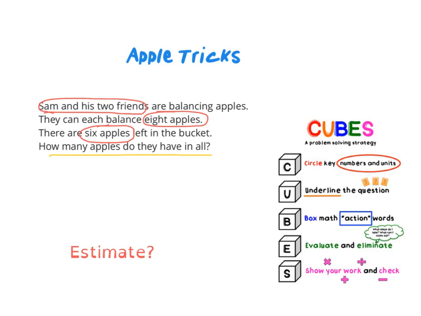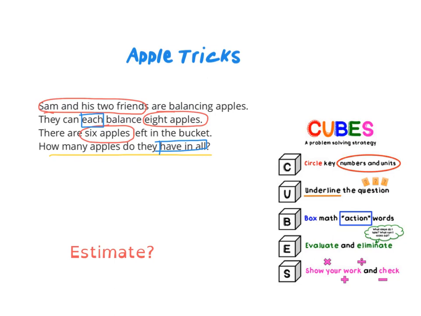Now I'm going to box in my action words. So we have each here. That helps me know that Sam and his 2 friends each have 8 apples. So I'm picturing in my head 3 people and they're each balancing 8 apples. Then we have there are 6 apples left in the bucket. How many do they have in all? So that tells me that I'm going to put them all together and figure out my total.